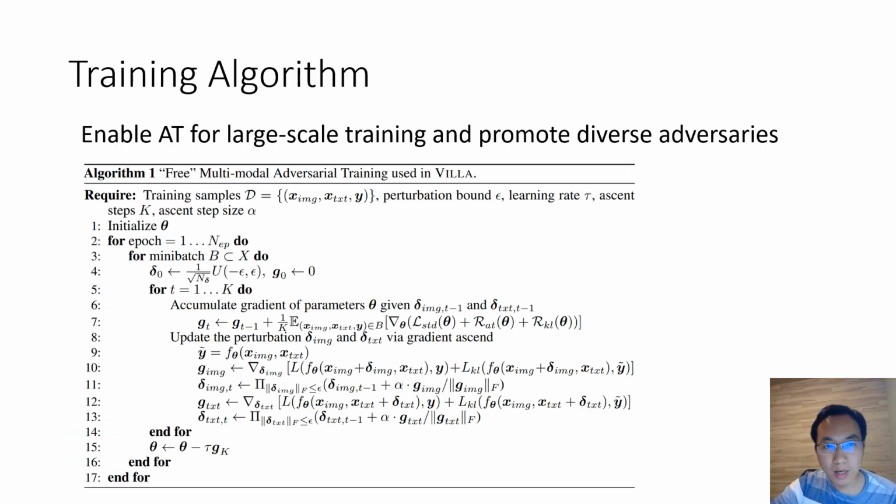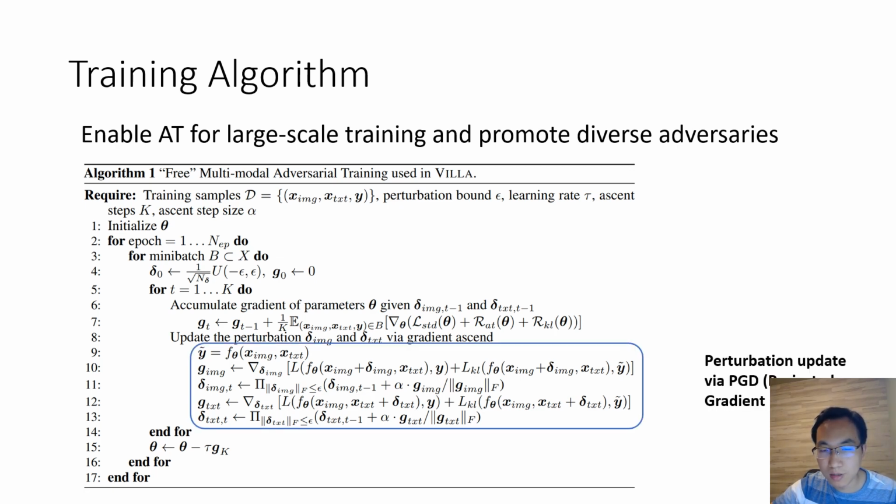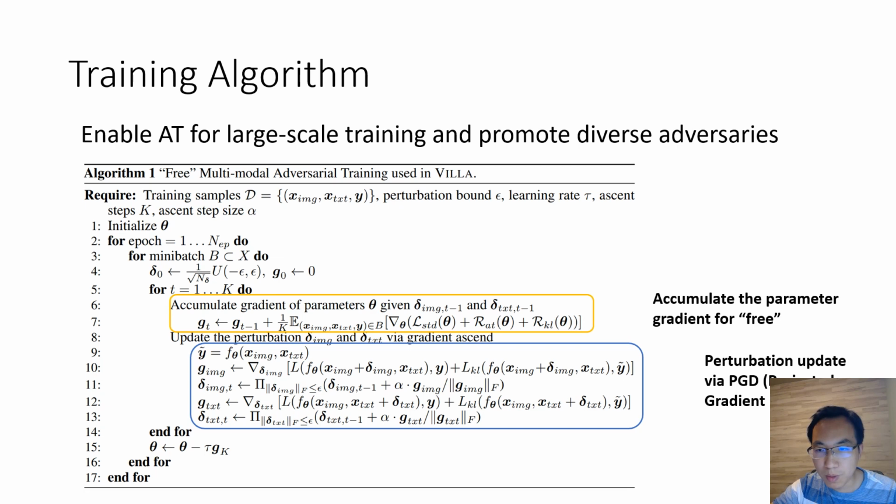So to enable adversarial training for large-scale pre-training and also promote diverse adversaries, they have designed the algorithm like this. First, they perform the perturbation update with PGD, projected gradient descent. And then through multiple steps of PGD, they can accumulate the parameter gradient for free, so that in the outer for loop, they can do the parameter update through stochastic gradient descent.